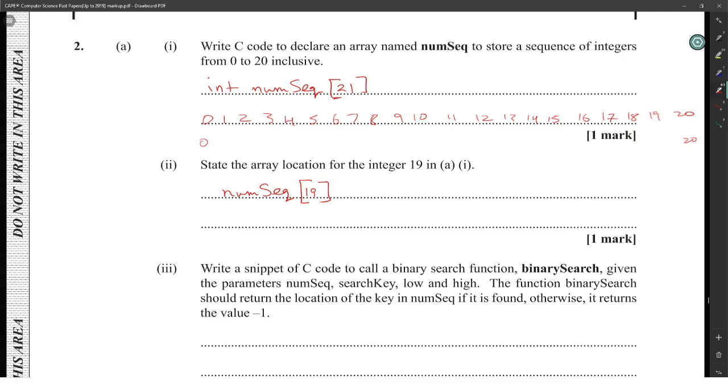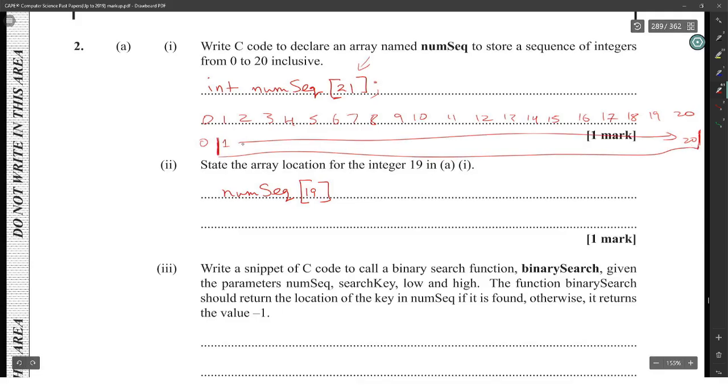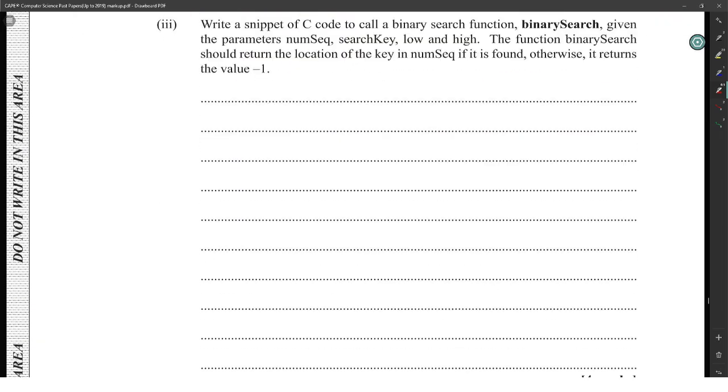Understand? Because when you do it in C, you're telling the computer to create 21 spaces, but we start counting from 1 to 20. The computer has to count from 0, so we have to include that, so it's 21. Alright, and then the location of integer 19 will be at location 19. Alright, crisis averted. That's correct this time. Write a snippet of C code to call a binary search function, given the parameters.